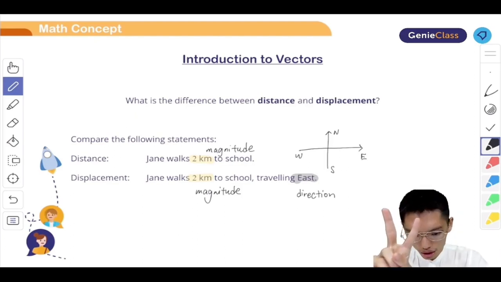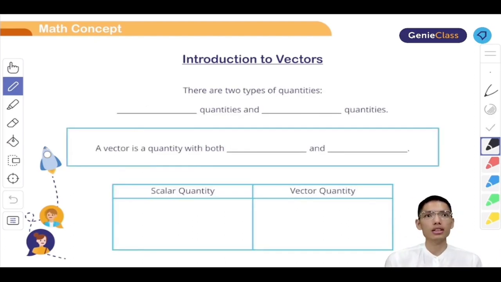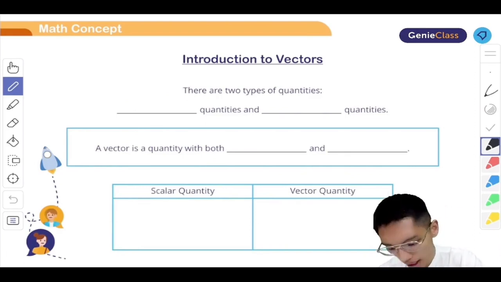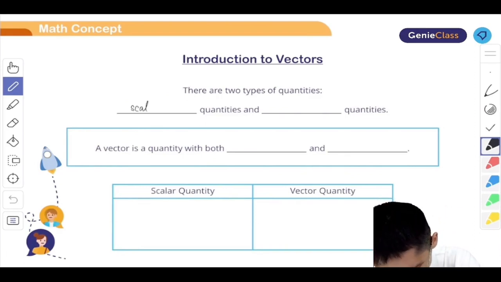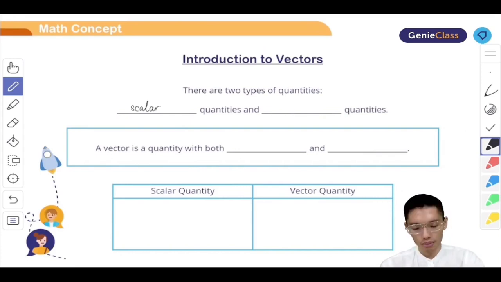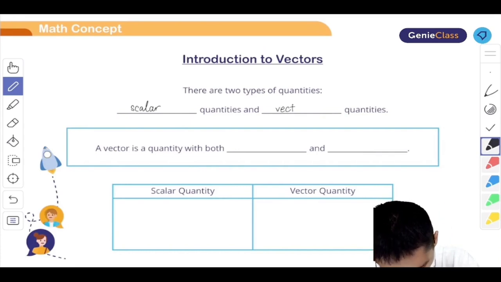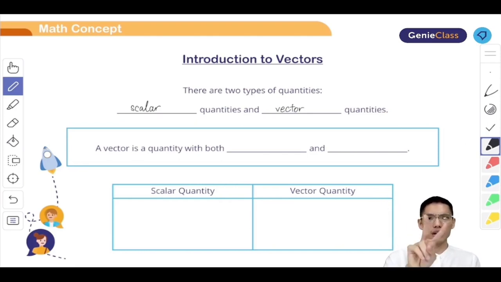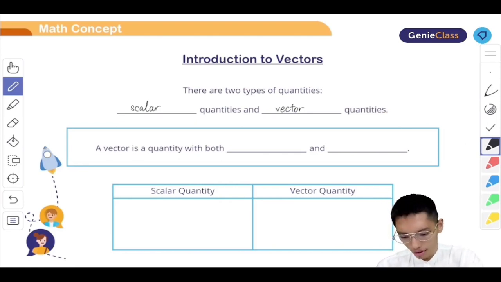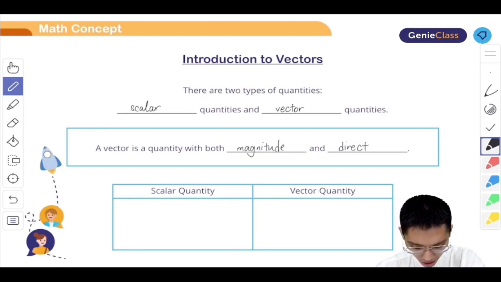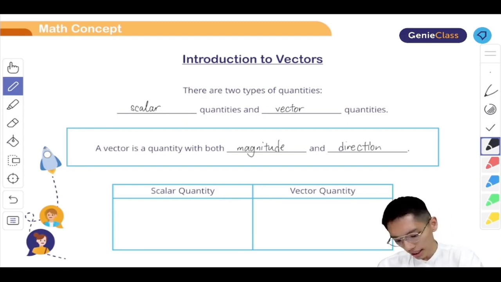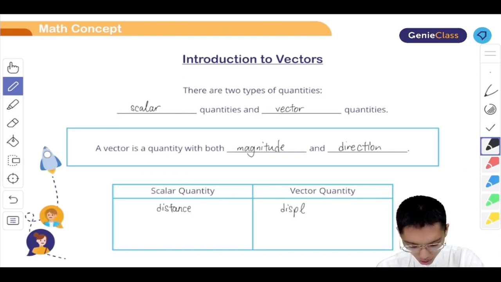Therefore, there are two types of quantities that we need to take note of. One of them is what we call a scalar quantity, and one is what we call a vector quantity. And for a vector, take note, two very important things: a vector has to have both magnitude and direction. A scalar quantity, what we have mentioned just now, is distance, and in this case over here, displacement.